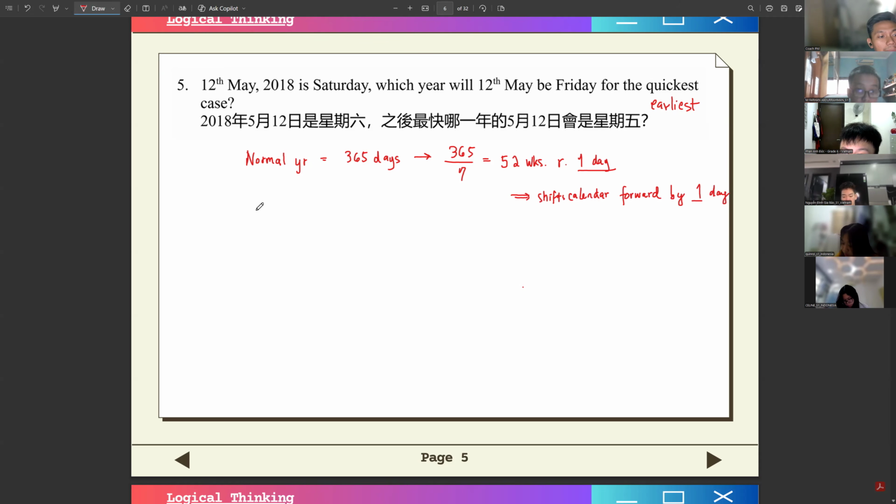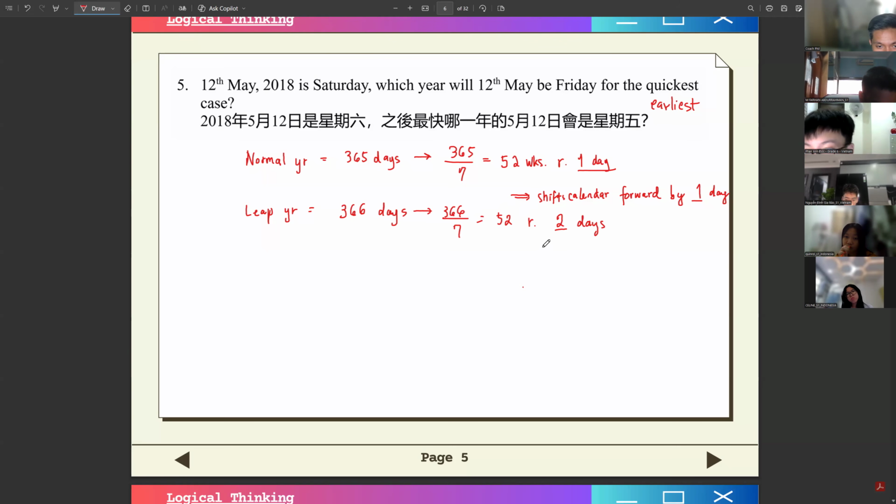How about if we have a leap year? Are we all familiar what a leap year is? It's when you have an extra day. No, you have a February 29. So we have 366 days in a leap year. So if you divide by the number of days in a week, you have same number of weeks, 52, remainder 2 days. So in this case, you shift the calendar forward by 2 days. Okay?